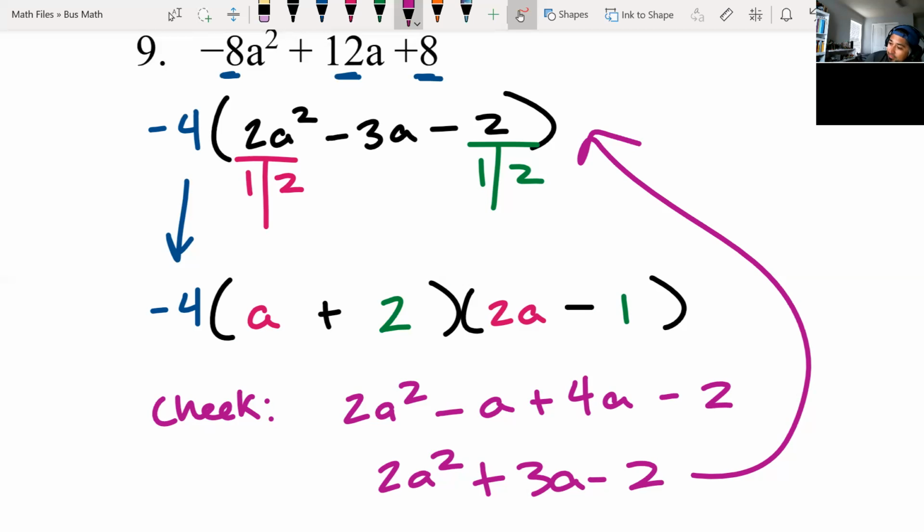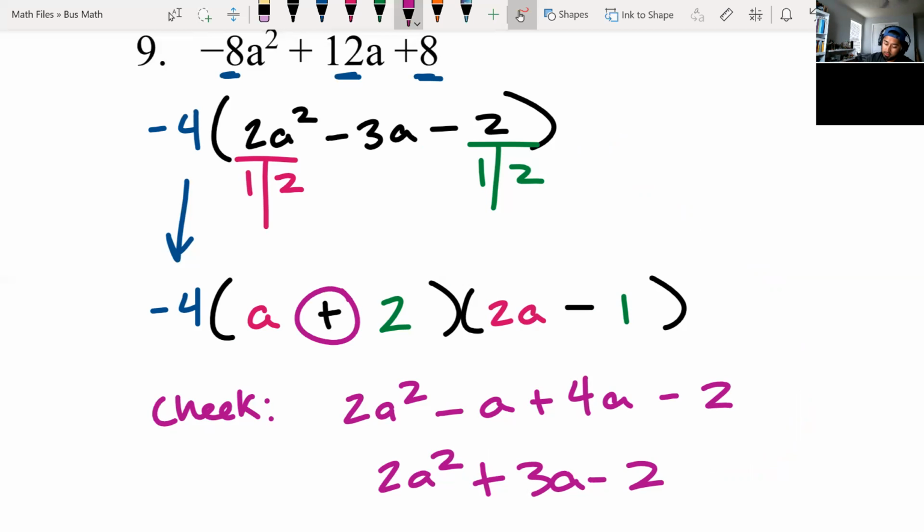Signs are flipped. Good. This is a positive 3a. What are we looking for? Negative 3a. So one more trick. If you can swap the numbers, then you can also swap, flip, switch the signs. So that's our last trick. So that's what we're going to do.